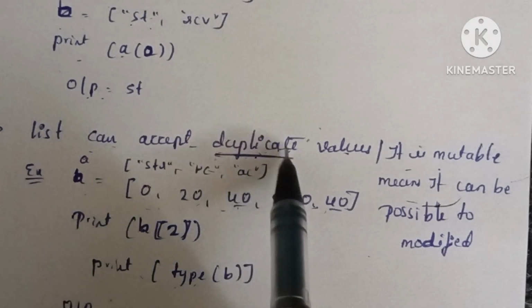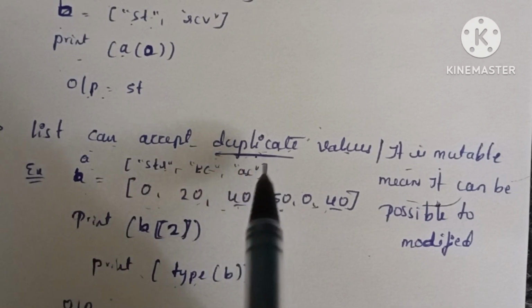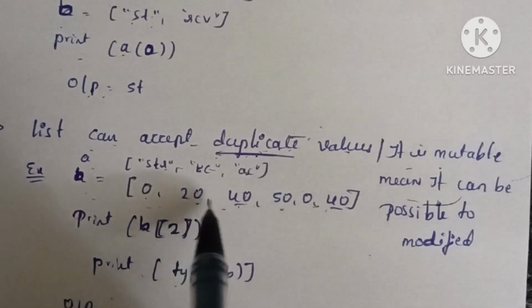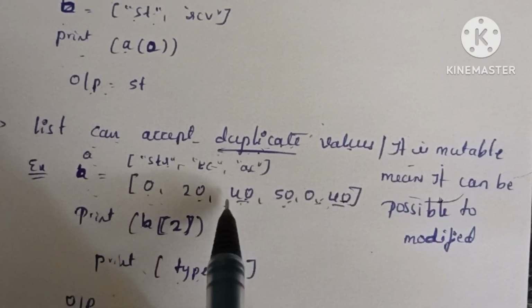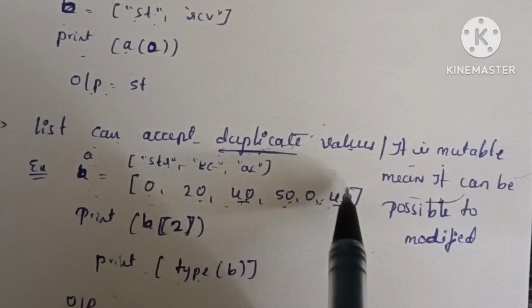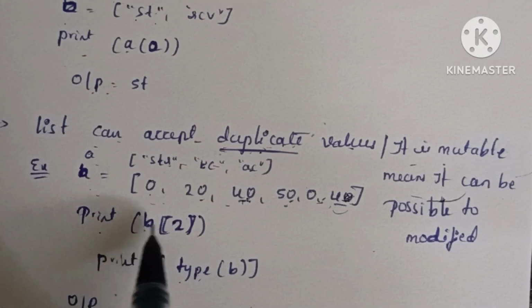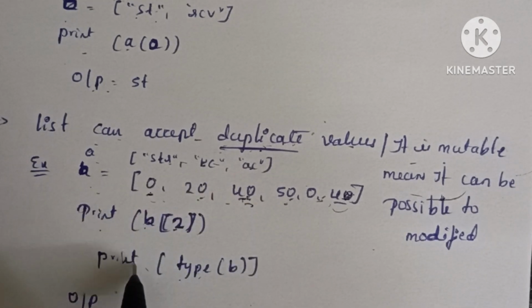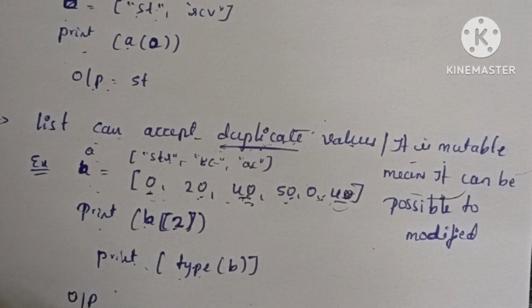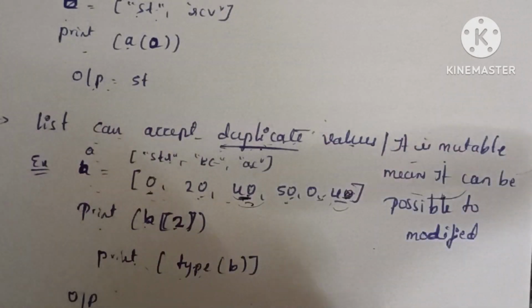it can accept duplicates. How? I will show you an example. a equal to string rcv something, b equal to 0, 20, 40, 50, 0, 40. So these 40 and 40: one 40 is already there and another 40 is a duplicate value. So how will it accept? Print b of 2, which means index 0 is one value, index 1 is one value, index 2 is one value. Print type of b. Okay, so the output is 40, which means it accepts these 40 values. That means a list can accept duplicate values.